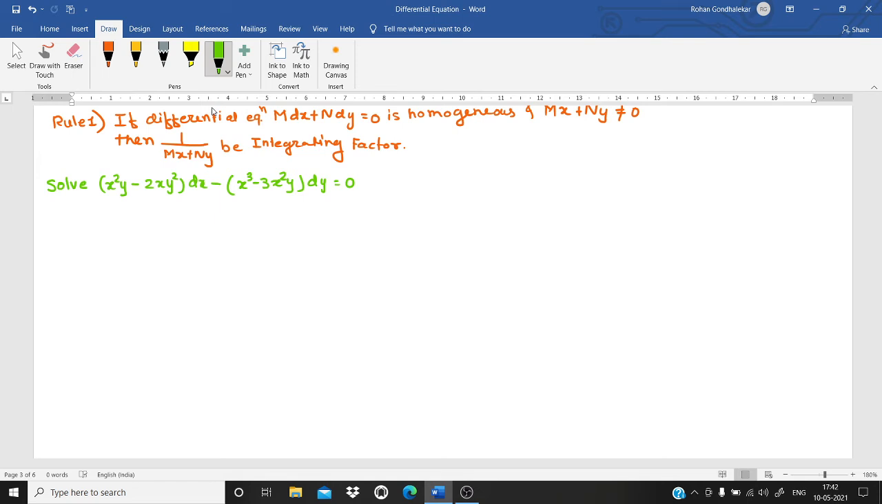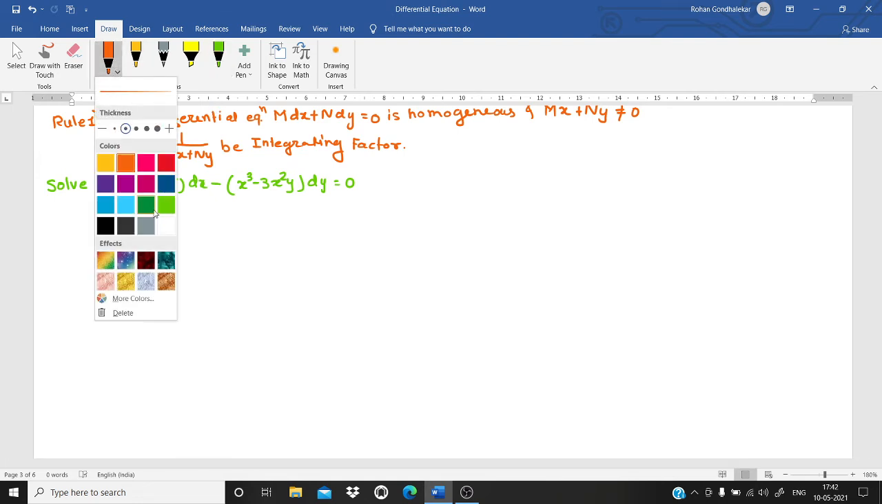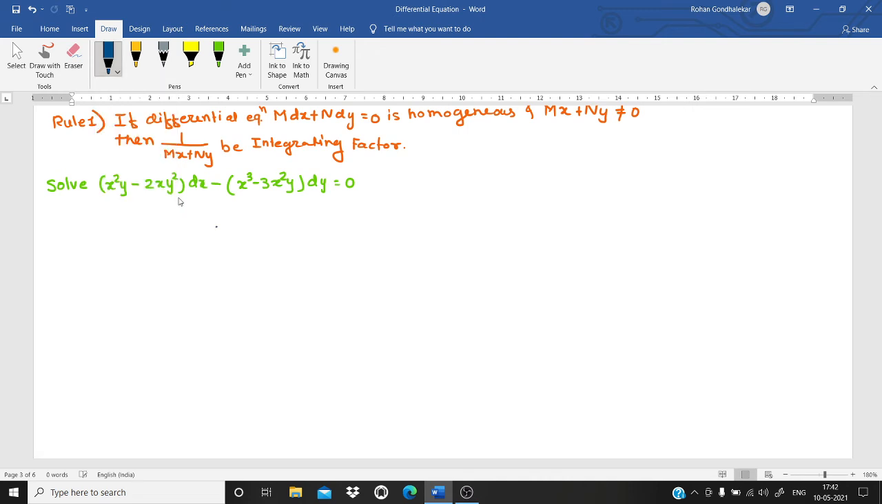So this is the differential equation given and we need to check whether it is exact. If it is exact, we can directly go for its solution. So here, what is M? The M is x square y minus 2xy square. And what is N? Now look at this, M dx plus N dy. Here the N is having plus sign, and what is the sign here? The minus. So you can write the value of N as minus x cube minus 3x square y.